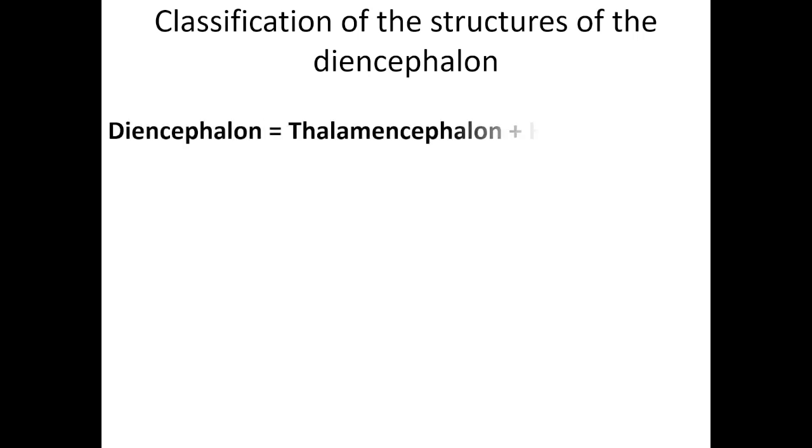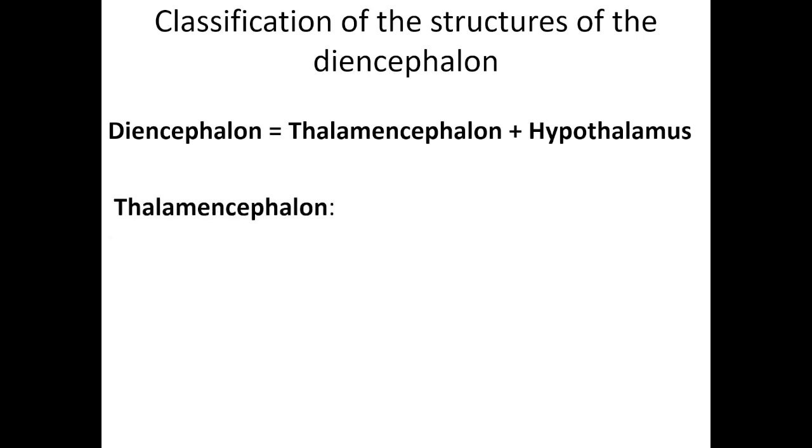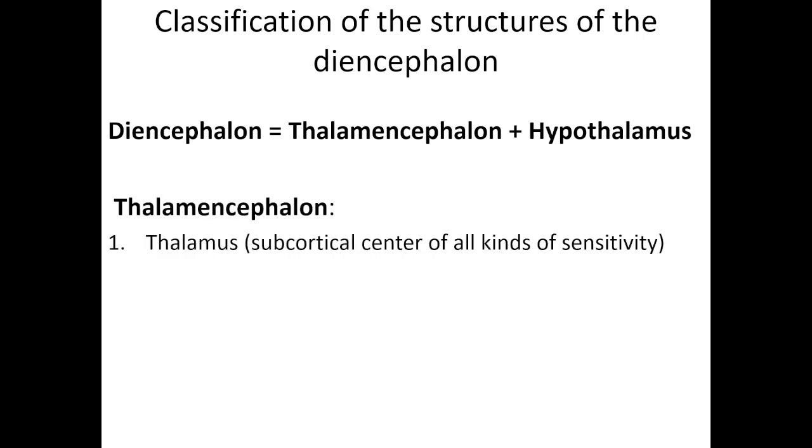Now, classification of the structures of the diencephalon. Diencephalon consists of thalamencephalon and hypothalamus. Thalamencephalon includes thalamus, subcortical center of all kinds of sensitivity, epithalamus, and metathalamus.